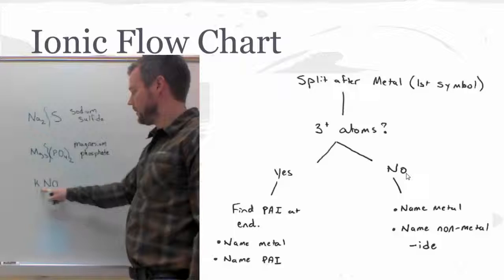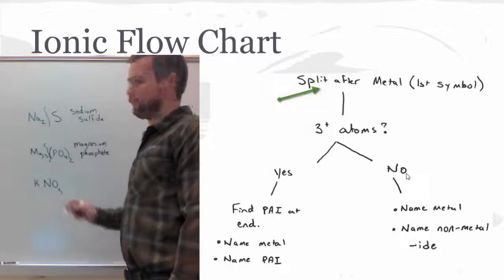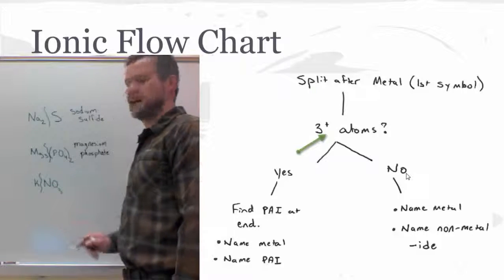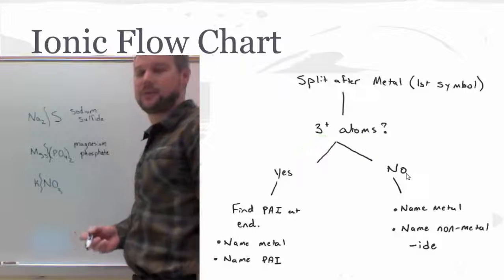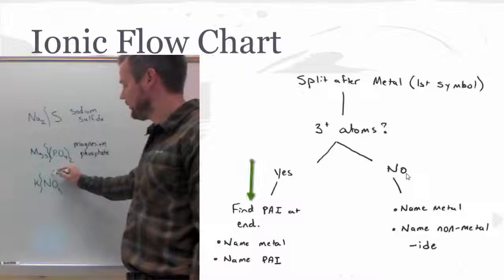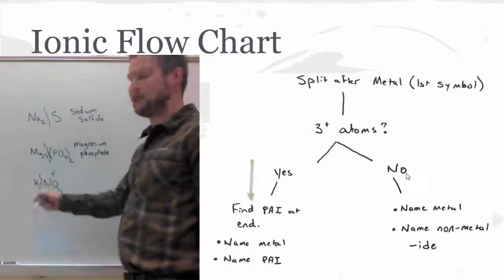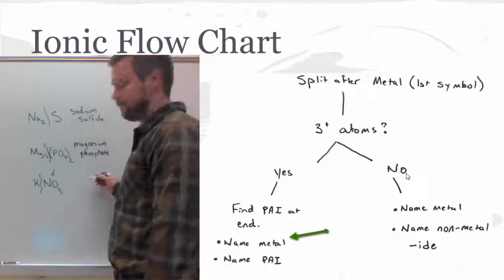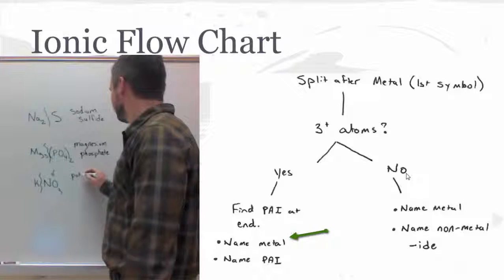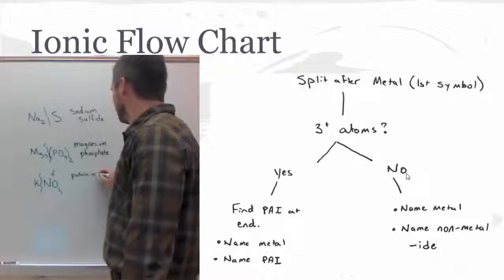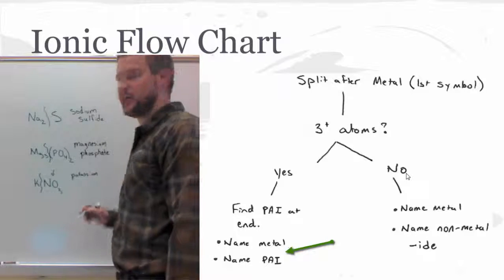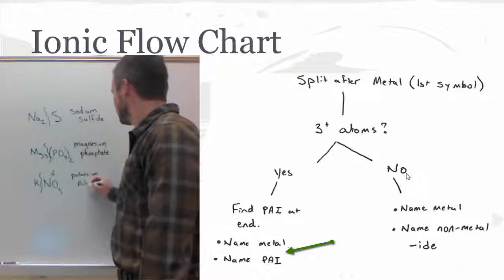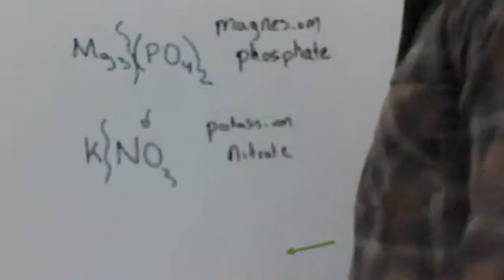Finally, KNO3. Find your metal, then count your atoms. 1, 2, 3 different atoms. There must be a polyatomic ion. That's right here, your PAI. K, it's the metal, gets its full name, potassium. And then on the back of your resource, or you have it memorized, NO3 is called nitrate. So that's called potassium nitrate.